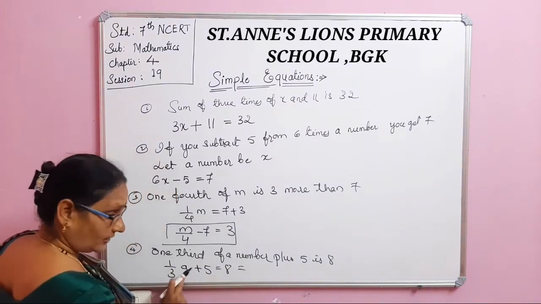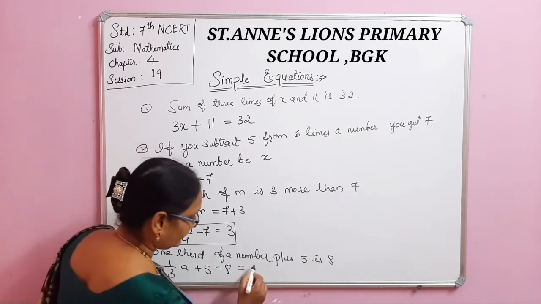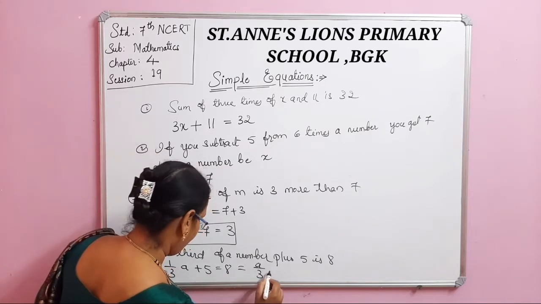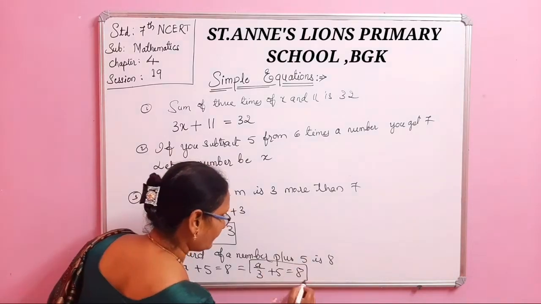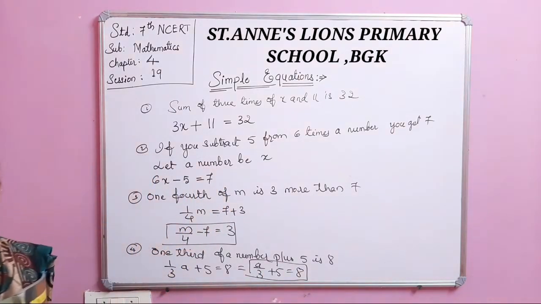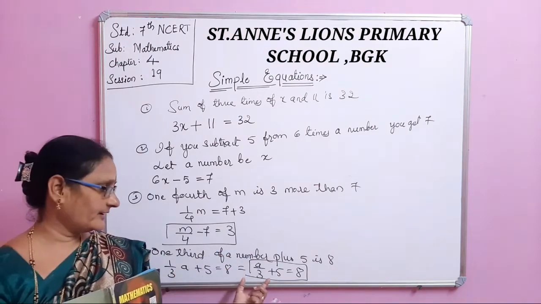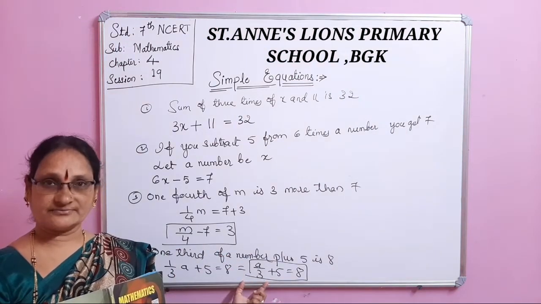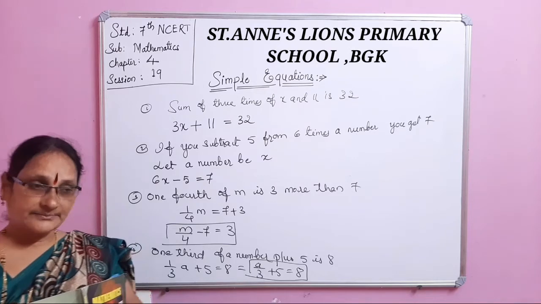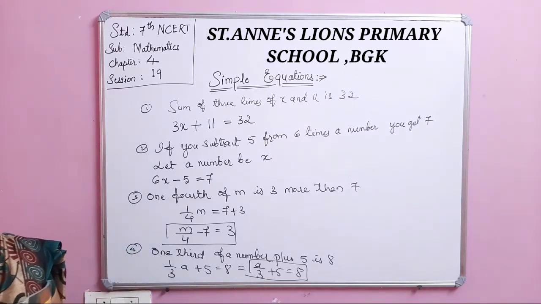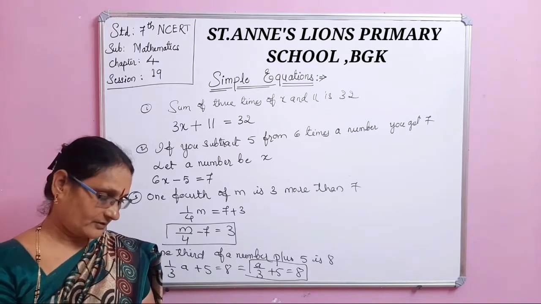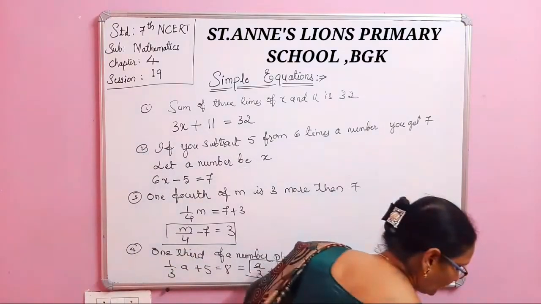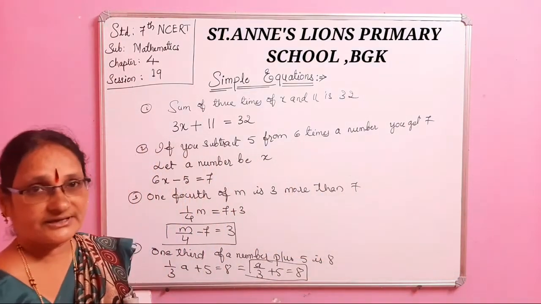See, 1/3 of A means A by 3. A by 3 plus 5 is equal to 8. This is the wanted equation for the statement. I have written the equation. This is the method. Okay. Sometimes they will give the equation, we have to write the statement in reverse. That also we will see 1 or 2 and then exercise we can solve.